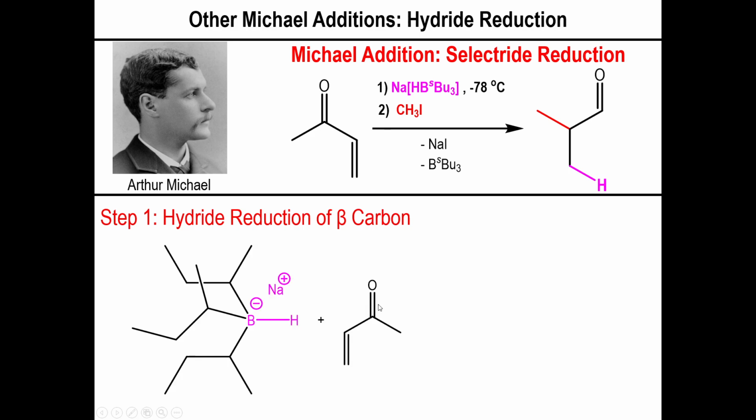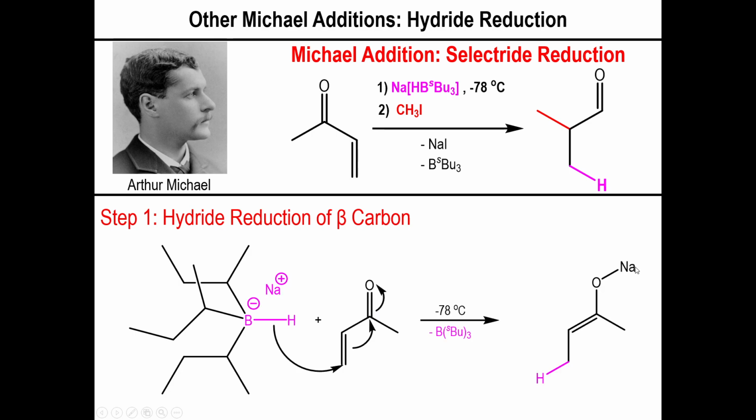So your mechanism is the typical thing we've seen before. Now I'm drawing out selectride completely, so you can see the three sec-butyl chains on the borohydride. The hydride attacks the beta position. This is all done at low temperature. The pi electrons move over to the adjacent carbon. The pi electrons of the carbonyl bond move over to the oxygen, generating your enolate.